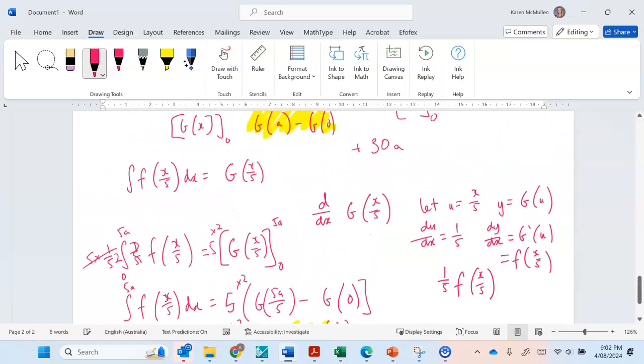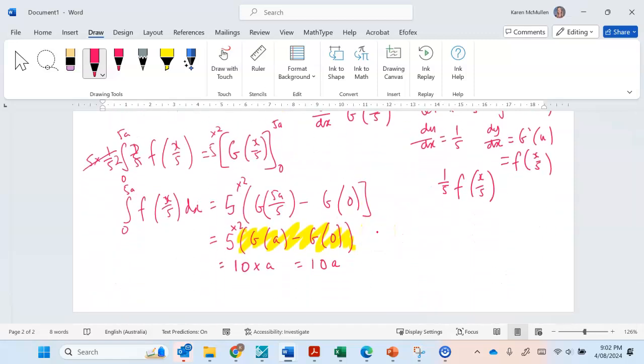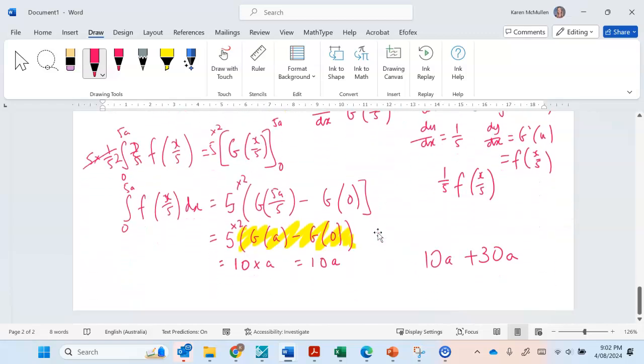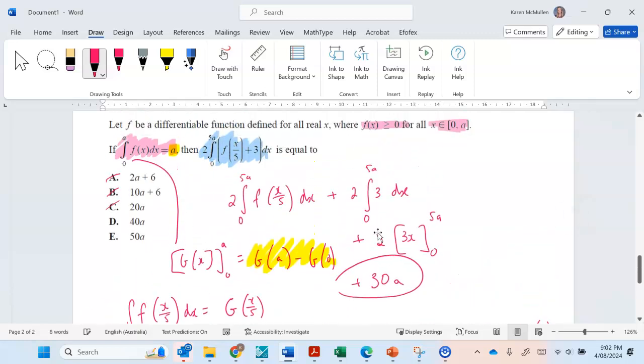Oh my god, I'm all over the place. And then don't forget this plus 30a that we did before. What a question. And I probably haven't explained that very well. 40a. I forgot to add them together. I was looking for 10a plus 30a in the choices. I was like, yeah, they're like terms.